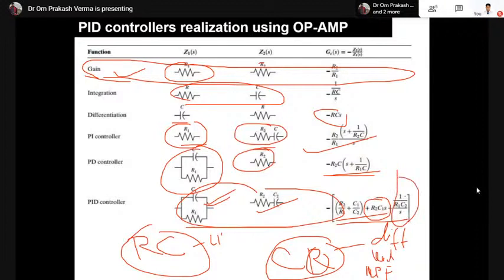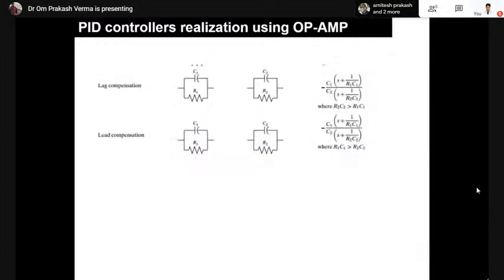This one is 1 upon s into something. 1 upon tau is this one. This one is the tau ds, and this one is the constant kc. Okay, so this is the kc. This is the tau d, and this one is the 1 upon tau I. That is, you can say, change. You can take the value of tau I. Okay, so as per your convenience, you can solve and try to design the PID controller. Okay, so this is the lag compensation and lead compensator.